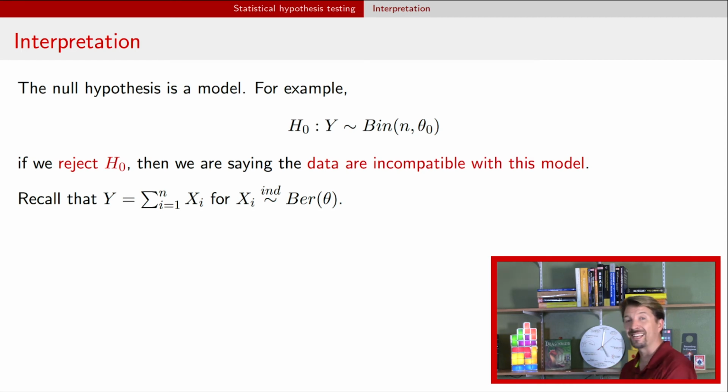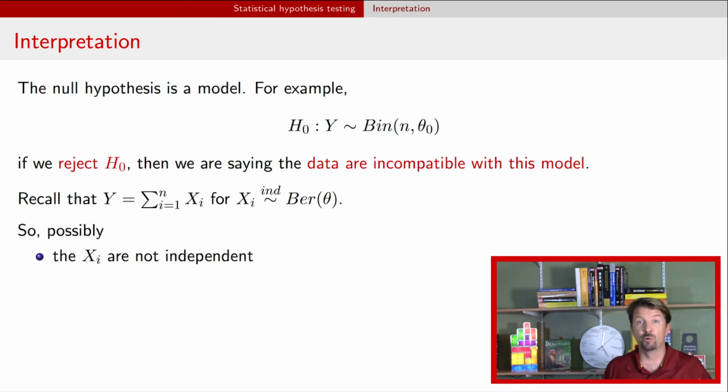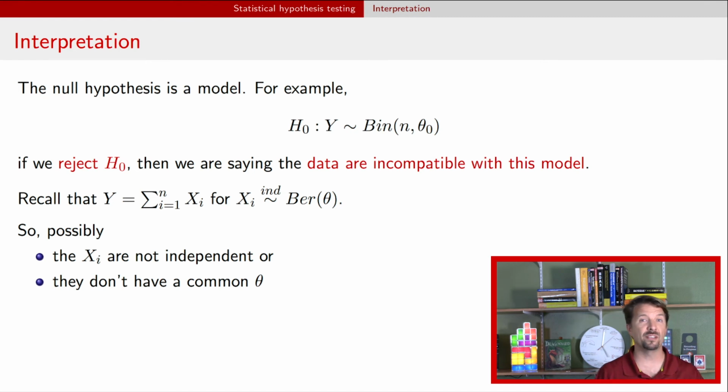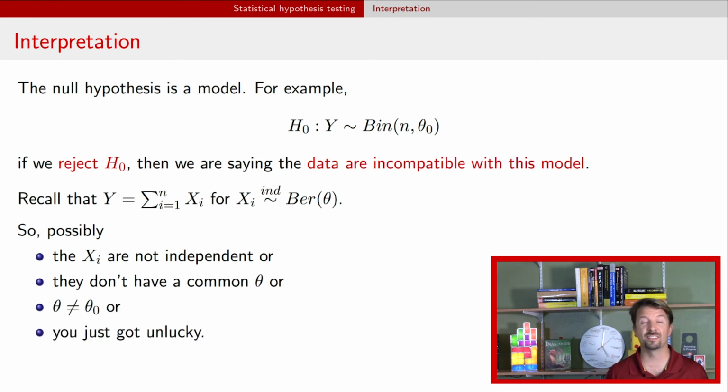So when we reject the null, what are we really saying? We're saying that our data are incompatible with this model, which says that perhaps the xi, the underlying Bernoulli random variables, are not independent. Perhaps there isn't a common probability of success for all of these underlying Bernoulli random variables. Or perhaps, in fact, the probability of success is not equal to the particular null hypothesized value of theta naught. Or perhaps we just got unlucky.